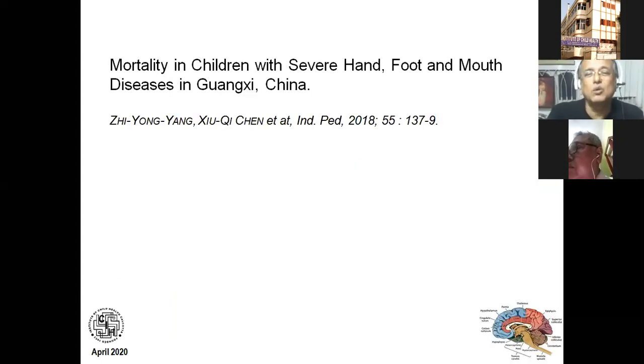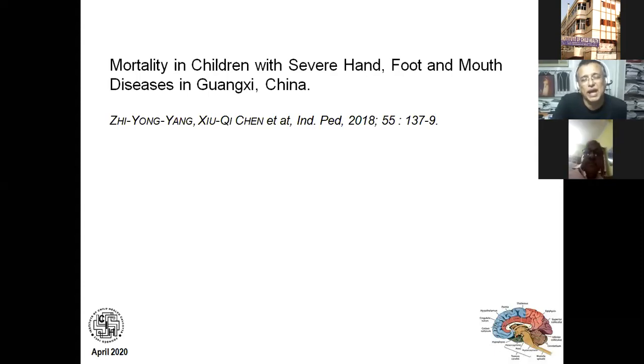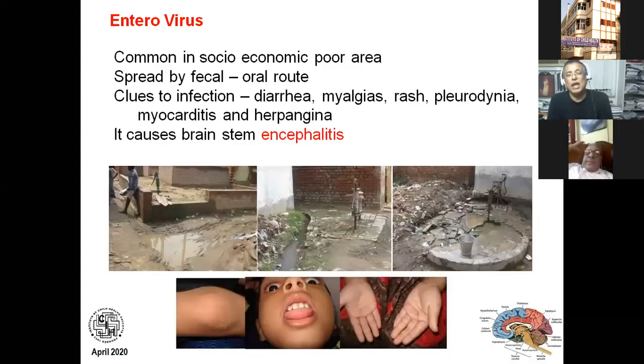In the Guangxi province of China, a series of deaths was reported in 2018, and it was published in our journal Indian Pediatrics, where the children died due to this enterovirus encephalitis because of neurogenic pulmonary edema. Another disease, COVID, also causes involvement of the lungs. But here it is neurogenic pulmonary edema, whereas in COVID, it is due to abnormality in the hemostasis in the pulmonary vessels.